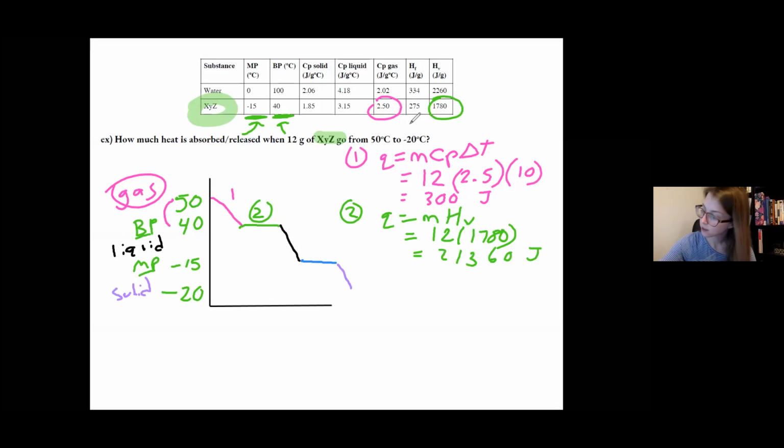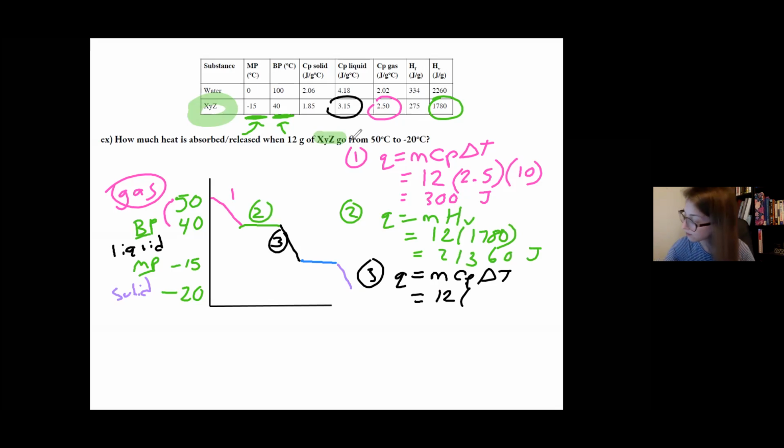21,360 joules. My third step, we are cooling what is now a liquid because I just condensed it in step 2. Still have 12 grams of it. Liquid for this substance has a CP of 3.15. Delta T from 40 down to negative 15. If you're not the best with numbers, literally type it in your calculator. Bigger minus smaller. 40 minus negative 15. It's actually a change of 55. That's what I mean by people messing up negatives in these problems.